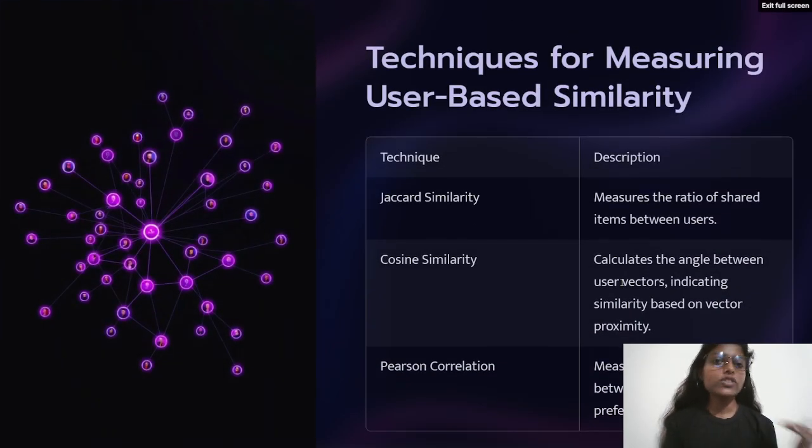Techniques for measuring user-based similarity are Jaccard similarity, cosine similarity, and Pearson correlation. Jaccard similarity measures the ratio of shared items between users. Cosine similarity calculates the angle between user vectors, indicating similarity based on vector proximity. Pearson correlation measures the linear correlation between user ratings or preferences.